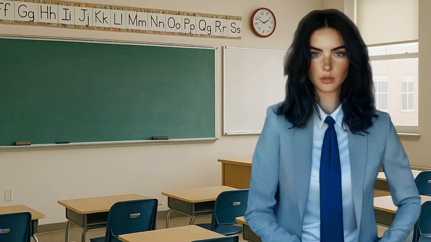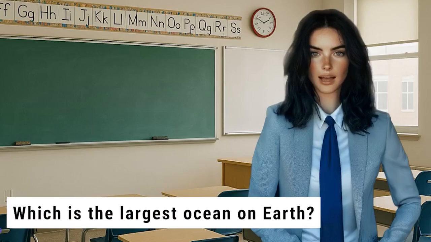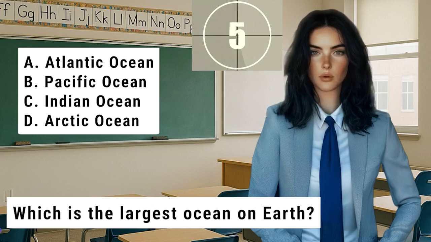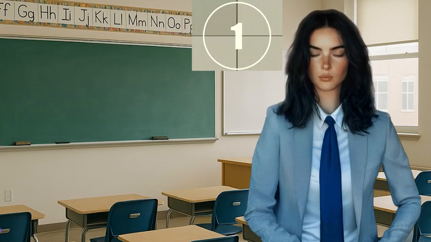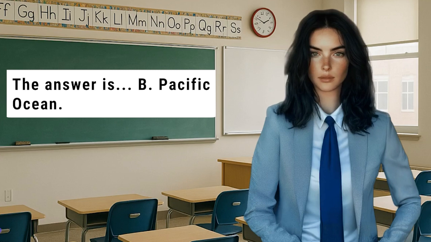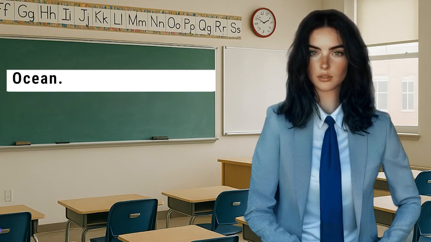Question 3. Which is the largest ocean on Earth? A. Atlantic Ocean, B. Pacific Ocean, C. Indian Ocean, or D. Arctic Ocean. You have 6 seconds. Think big. Think blue. Which is it? East Coast or West Coast of the U.S.? Or somewhere else entirely? Time's up. The answer is B. The Pacific Ocean. It's so huge it covers more area than all the land on Earth combined.